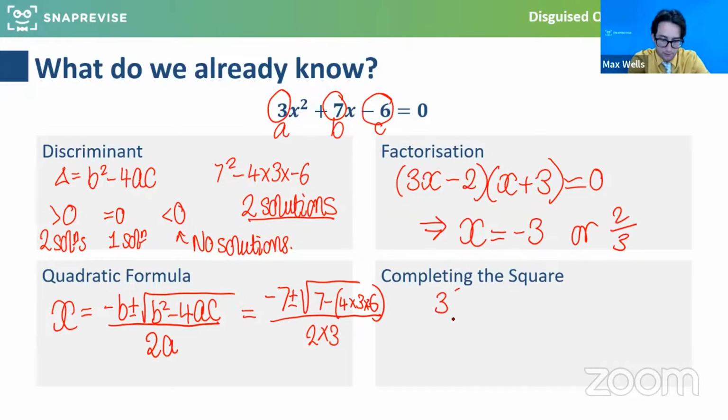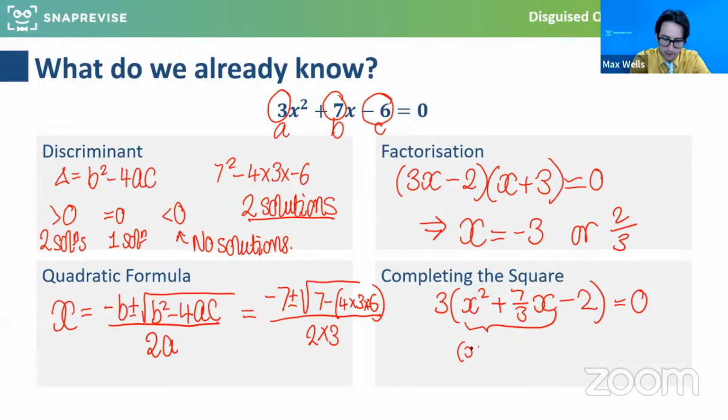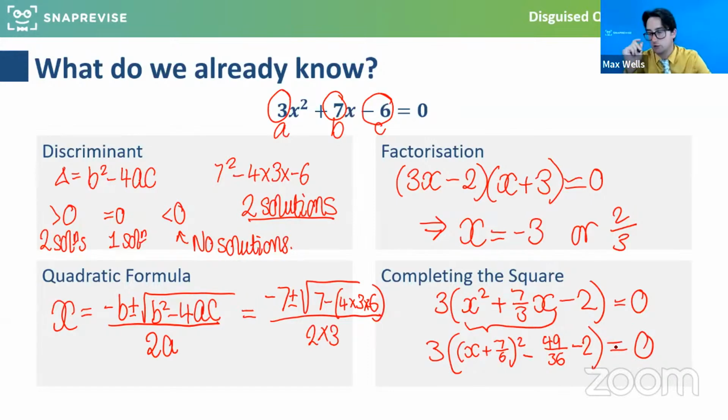And what I would personally do is I would probably take the 3 out and have x squared plus 7 over 3x minus 2. And then what you do with this is you complete the square on this little bit here. So we get an x plus 7 over 6 squared. You've got the 3 out the front. And we minus 7 over 6 all squared, which is 49 over 36. And we still have a minus 2. And it does already look much nastier.